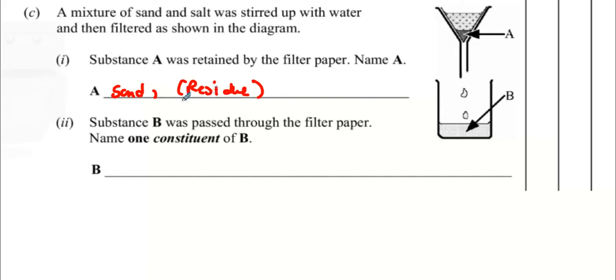So it's a difficult question. I'd put down both, sand or the residue. Substance B is known as the filtrate, or it could be just salt and water. I think they were looking for salt and water there because they wanted one constituent of it. So constituent B was salt and water.